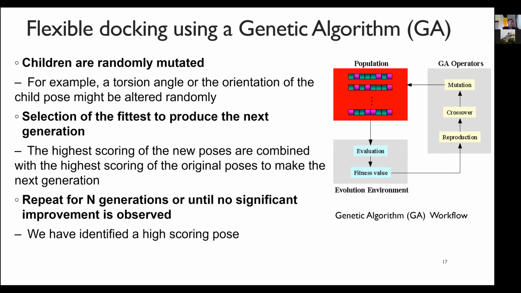So ultimately, a sequence of these recombination and random mutations will lead to a population of high scoring poses, and the final set will be high scoring poses, out of which you can easily identify the optimal pose. Now, this is the genetic algorithm method.